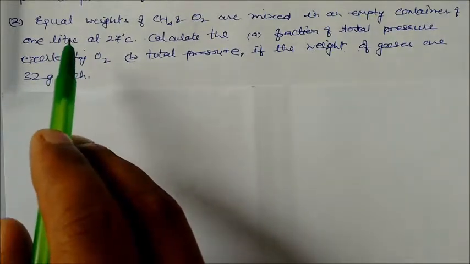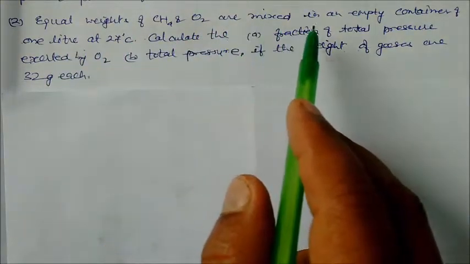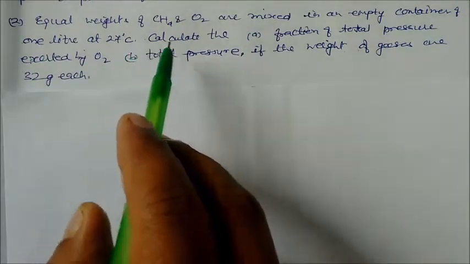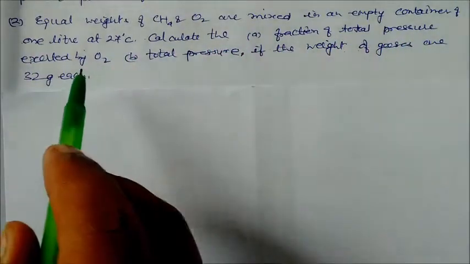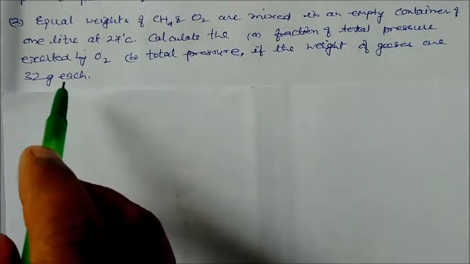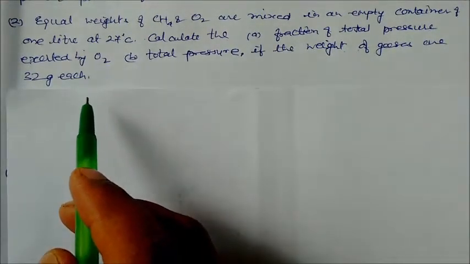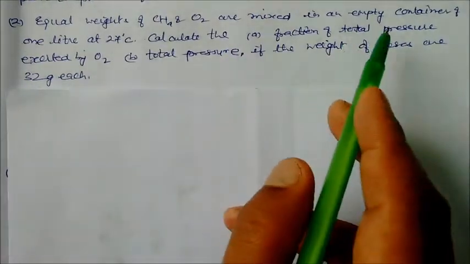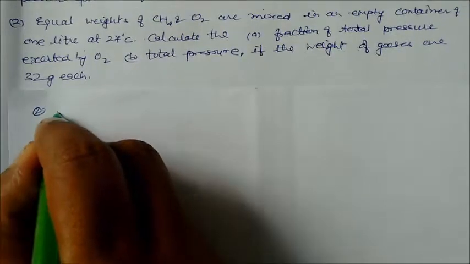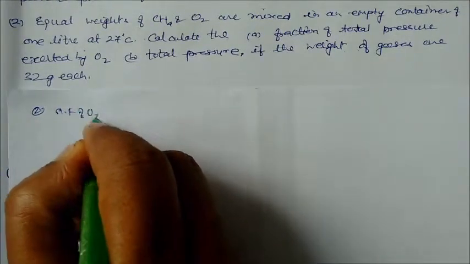Equal weights of methane and oxygen were mixed in an empty container of 1 liter at 27 degrees centigrade. Calculate the fraction of total pressure exerted by oxygen, and second, the total pressure if the weight of the gases is 32 gram each. So fraction of total pressure means we have to find the mole fraction of oxygen. So in the first part, mole fraction of oxygen will be how much?